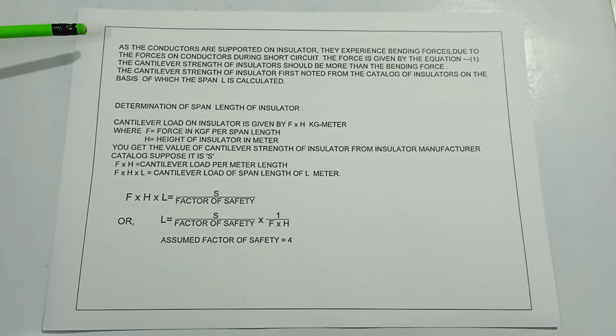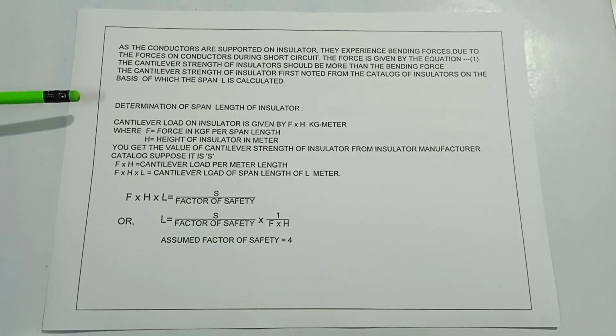As the conductors are supported on insulators, they experience bending forces due to the forces on conductors during short circuit condition. The force is given by equation 1, as previously stated. The cantilever strength of insulator should be more than the bending force. The cantilever strength of insulator is first noted from the catalog of insulators, on the basis of which the span length L is calculated.